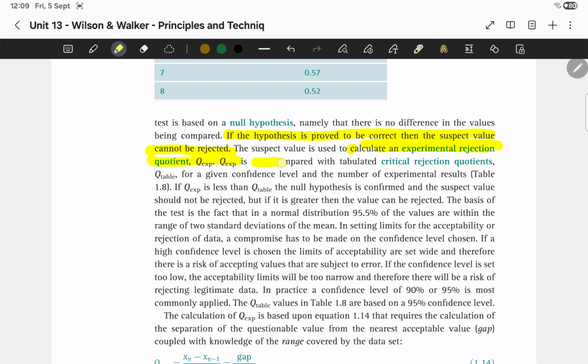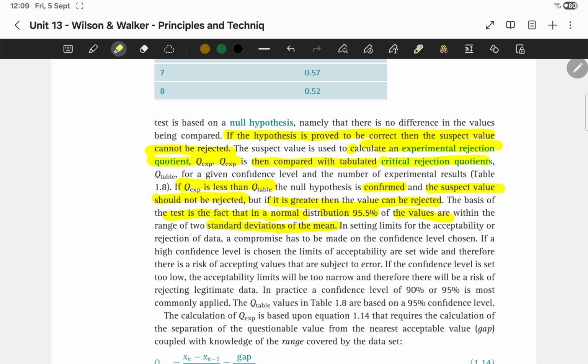The Q quotient is then compared with the tabulated critical rejection quotient for a given confidence level and number of experimental tests. If Q experimental is less than Q table, the null hypothesis is confirmed and the suspect value should not be rejected; if it is greater, the value can be rejected. The basis of this test is the normal distribution, in which 99.5% of values fall within the true range of deviation of the mean.